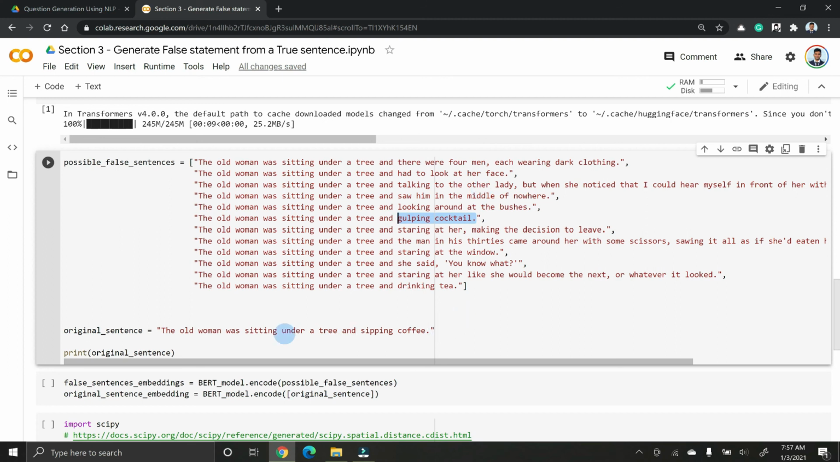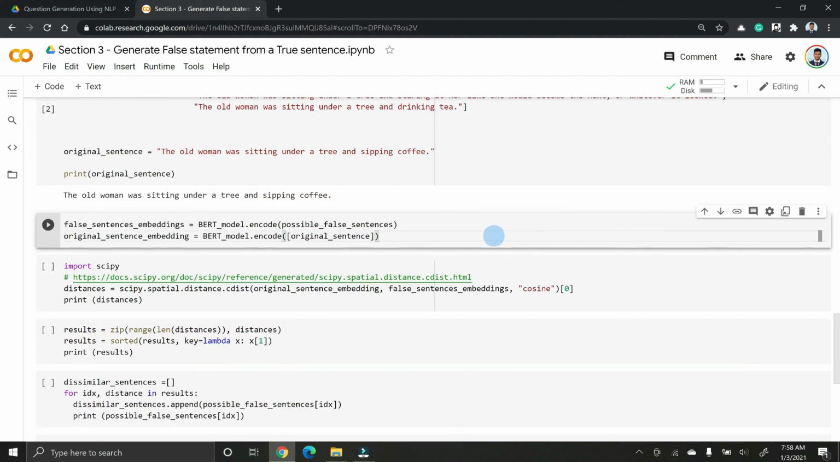So our goal is, if this is the original sentence, how can we find sentences that are very different from the original sentence so we can give them as possible false sentences? So our assumption is, if we just sort these sentences by their similarity, drinking tea and gulping cocktail come at the top, and our goal is to find the most dissimilar sentences so that we can use them as possible false sentences. Let's run this.